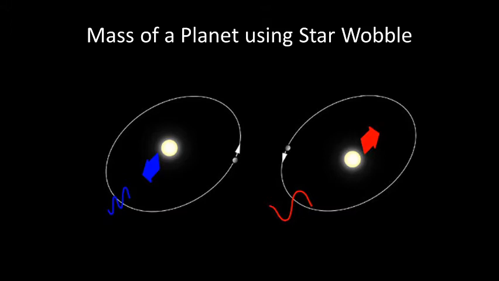Let me show you one more thing before we finish. You can actually use Doppler Shift to find out the mass of a planet. You can detect a slight wobble in the velocity of the star as it's being tugged on by a planet as they both orbit a common center of gravity.